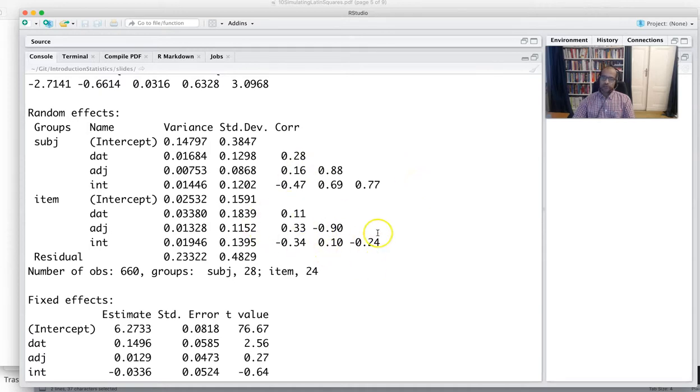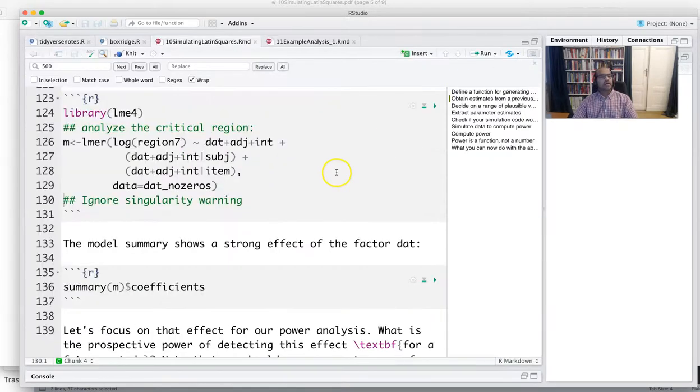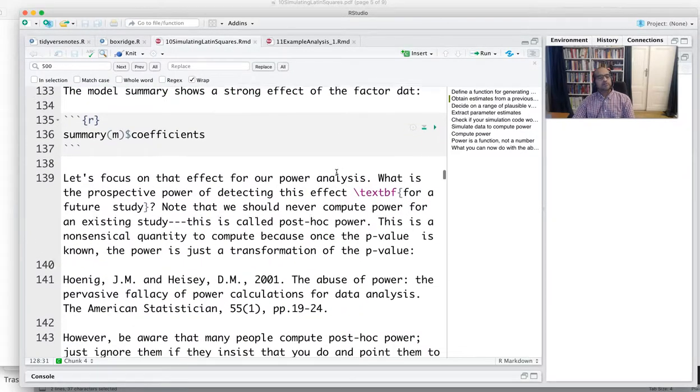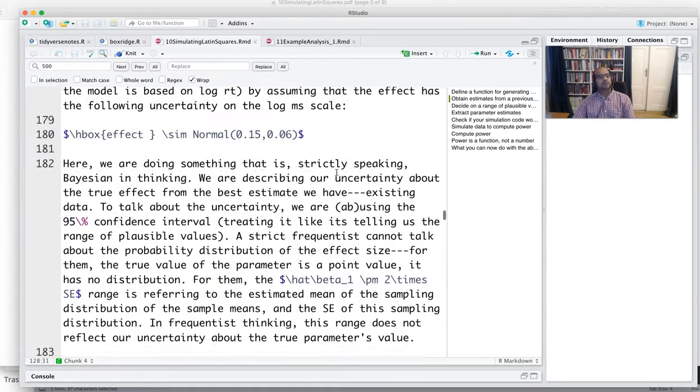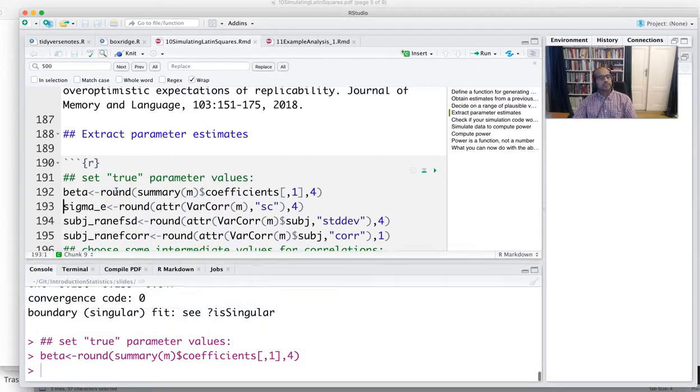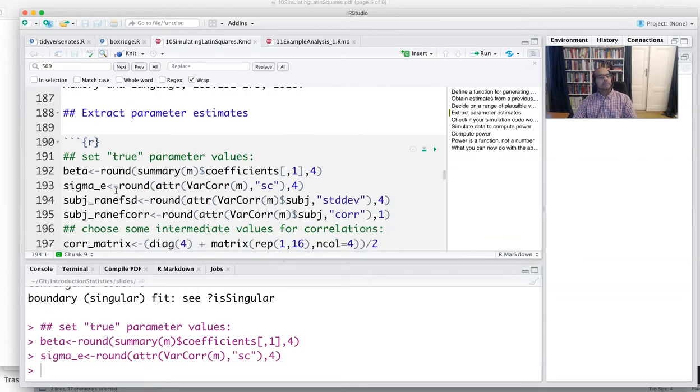Here also I will change all these correlations to 0.5 just for convenience, so that I can simulate the data. You can play with different values if you like to see what happens there. So let me see, where was I? Let me extract the values in front of you right now. Here we go, right? So I'm now extracting all the estimates.